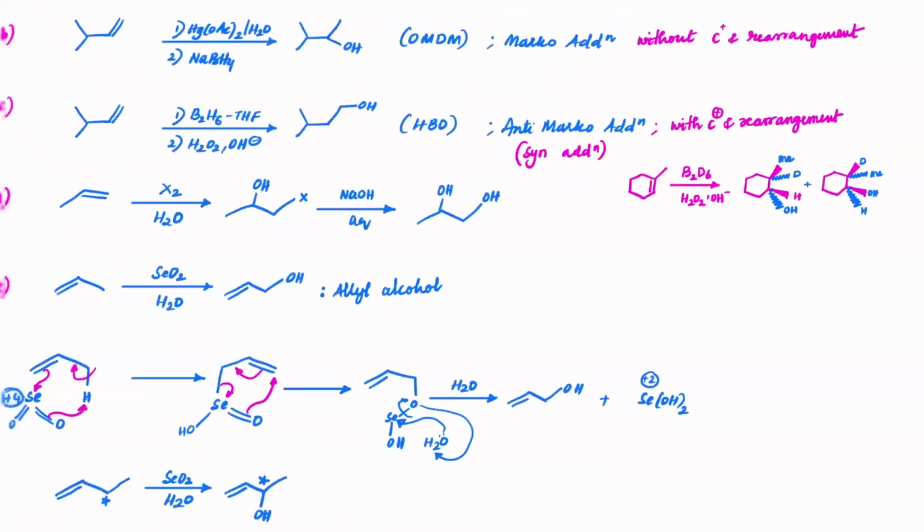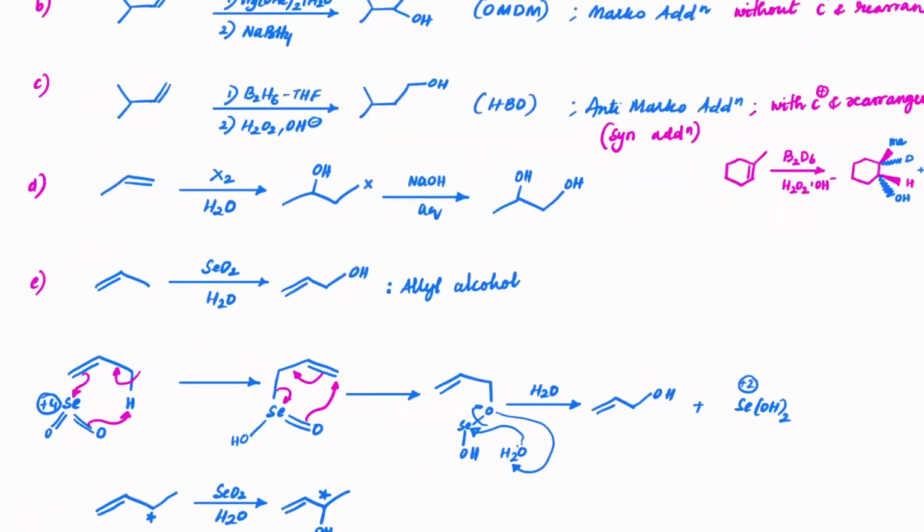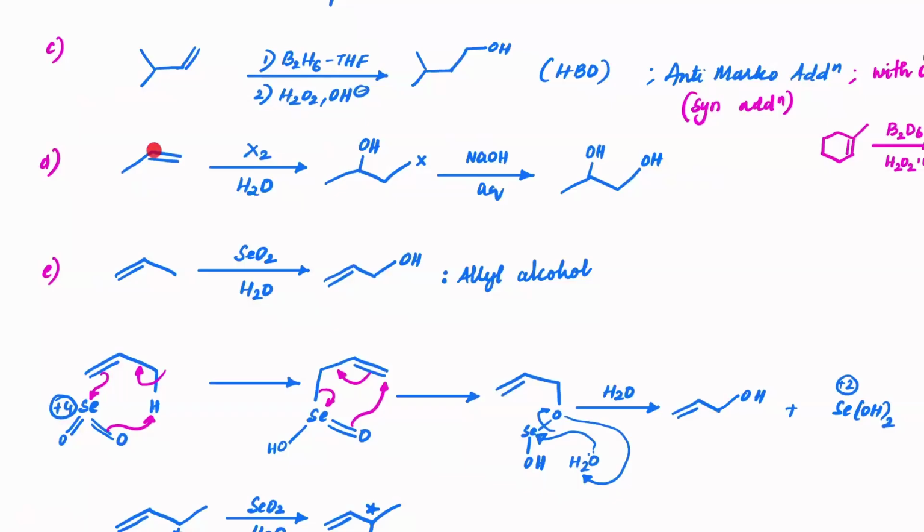This is hydroboration oxidation. Next, if you treat with X2, first X will form a bridge, water will attack here, and you will get this halohydrin. This is called halohydrin. Halogen is also there, hydrogen is also there. And in a halohydrin, you can replace this X with NaOH and convert into alcohols.